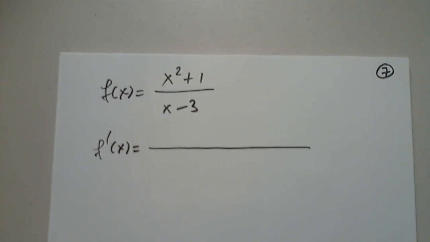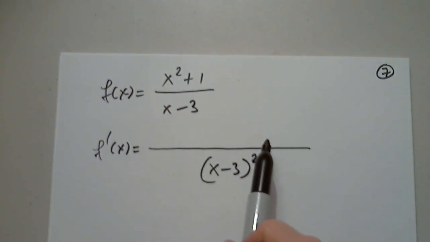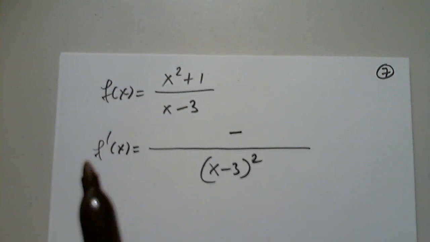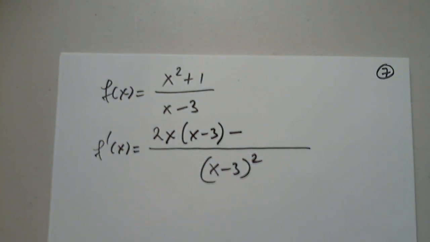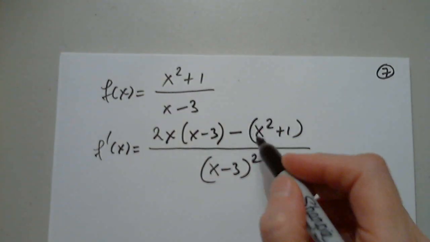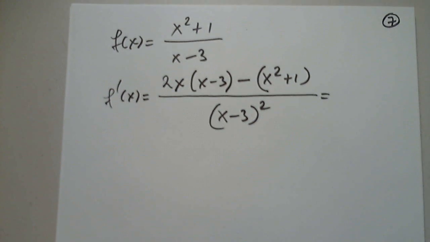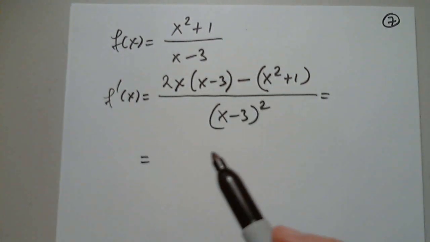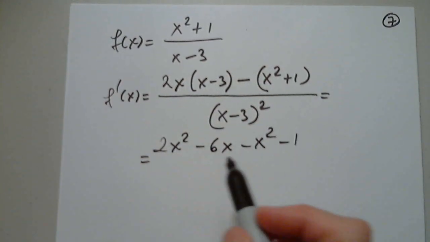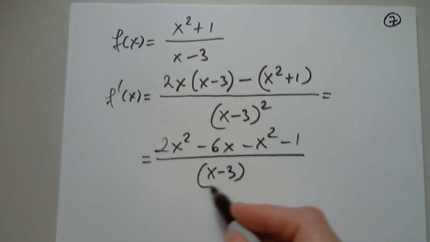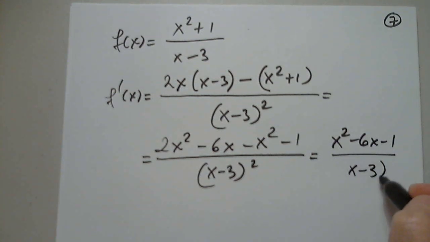Quotient? Yes. So the quotient rule requires the denominator to be squared. And the top is like the product rule, but with minus. So the top function prime is 2x times the denominator minus the top as is times the denominator prime, but the denominator prime is 1. So then I continue. Do not attempt to simplify. That will be a terrible mistake. So 2x squared minus 6x minus x squared minus 1 over x minus 3 squared. So this is x squared minus 6x minus 1 over x minus 3 squared.